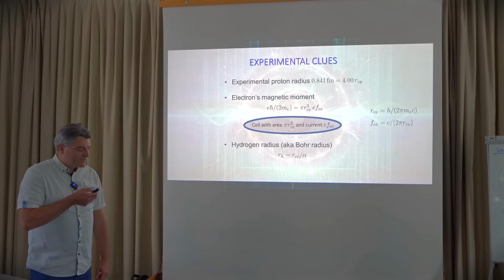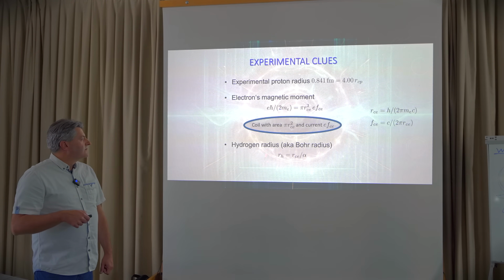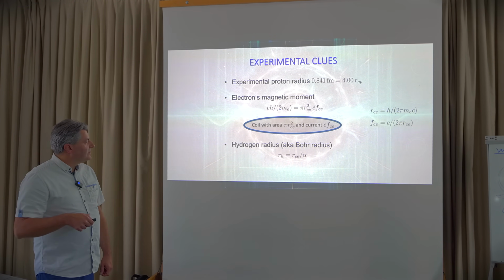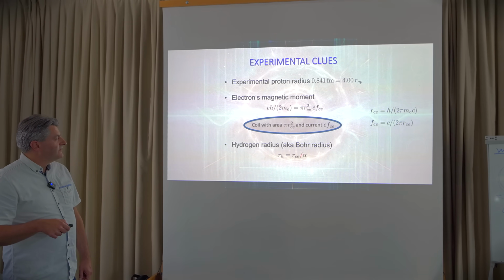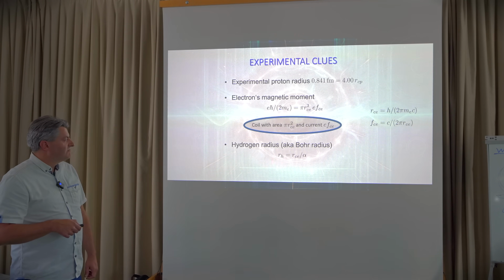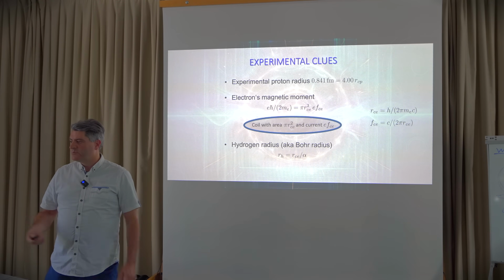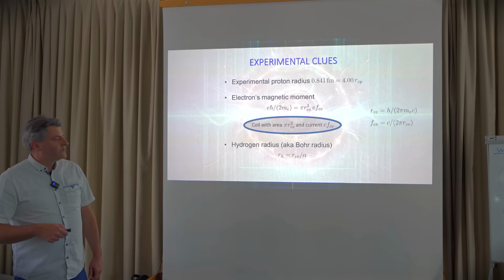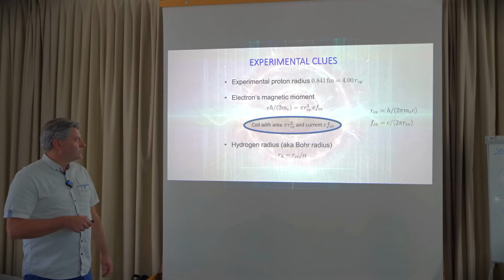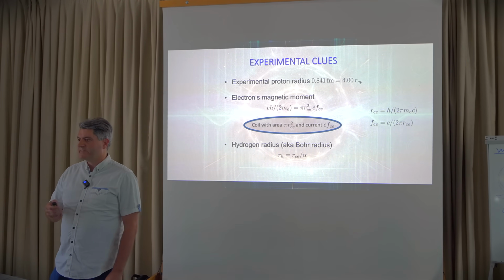And also the third clue is that the hydrogen radius and the reduced Compton wavelength of the electron are related by a factor of alpha. And since the hydrogen radius is definitely something real and measurable, the reduced Compton wavelength also has to be, because why would that be something real and this just something imaginary? Doesn't make sense to me.